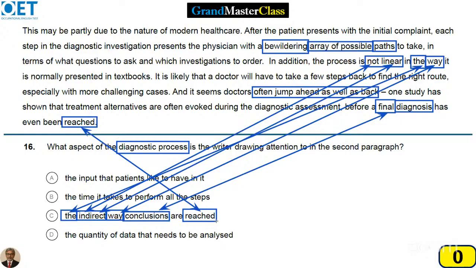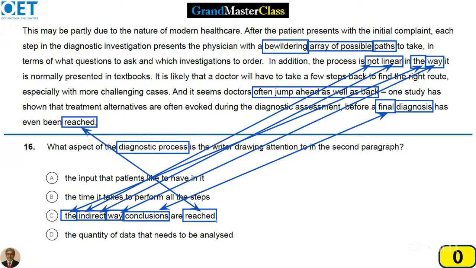It's not a direct way, it's an indirect way. They'll go forward, they'll go backward, they'll go sideward, they'll think about this, that, anything possible. Especially in more challenging cases, they often jump ahead as well as back. They go forward, they come back, they go forward, they come back, before the final diagnosis. Okay, so that's it.